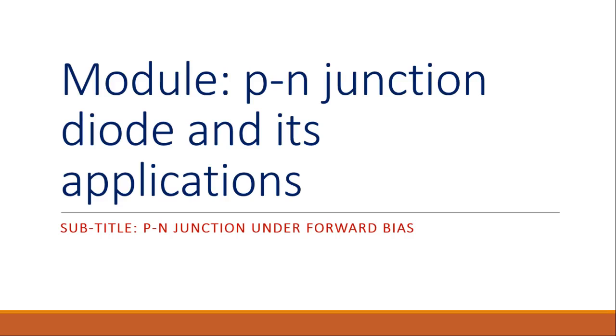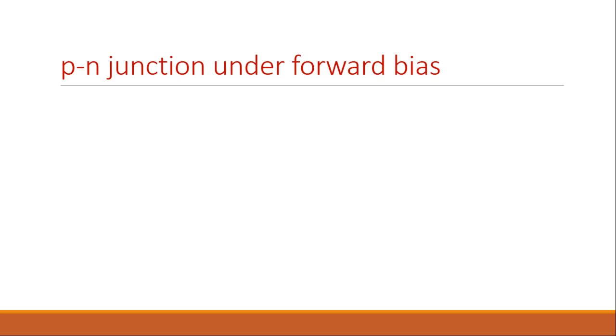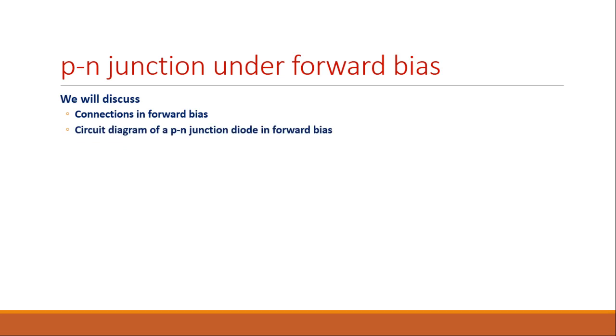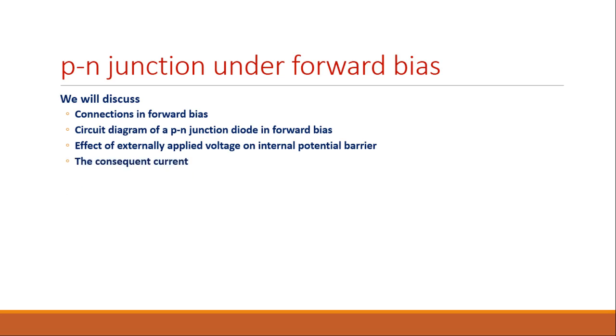Hello everyone and welcome to this module on PN junction diode and its applications. In this video we are going to see the action of PN junction diode under the forward bias conditions. So we will discuss the connections in forward bias, the circuit diagram of a PN junction diode in forward bias, and the effect of externally applied voltage on internal potential barrier and the consequent current that flows.